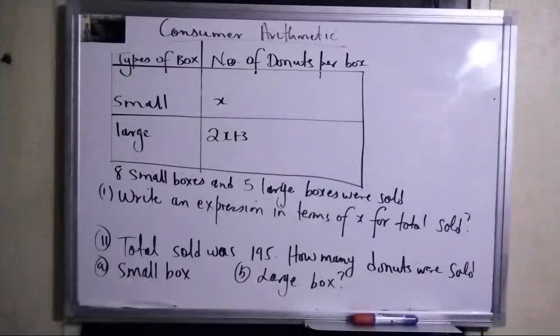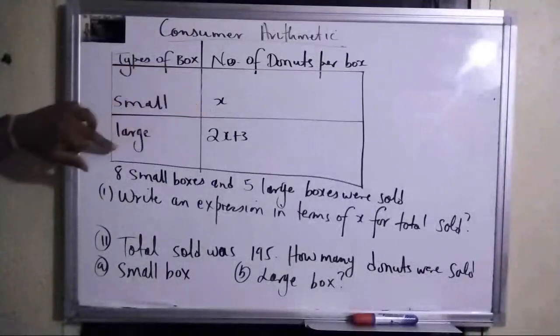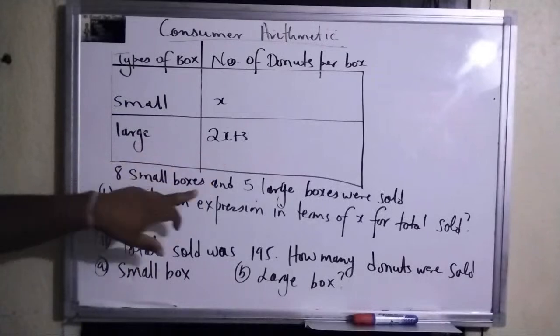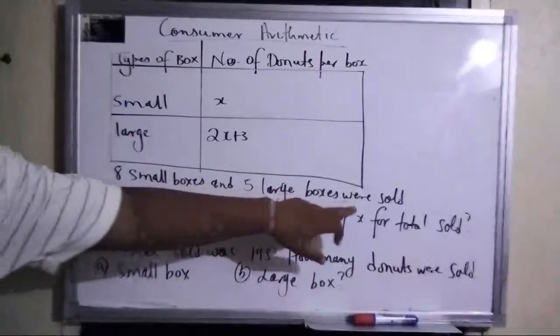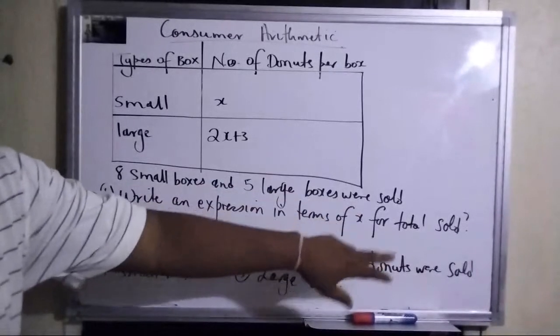Alright, one says 8x plus 5, 2x plus 3, 18x plus 3 equals 195. Let's go right into it, guys. Look at all the information they give us. x represents the small box, the large box is represented by 2x plus 3, and 8 small boxes and 5 large boxes were sold. They ask us to write an expression in terms of x for the total sold.